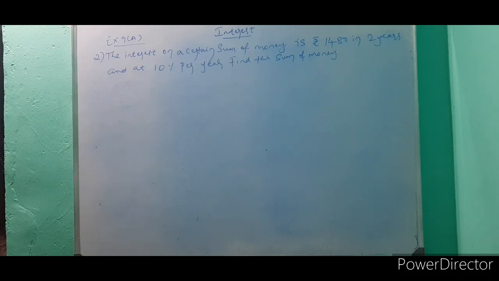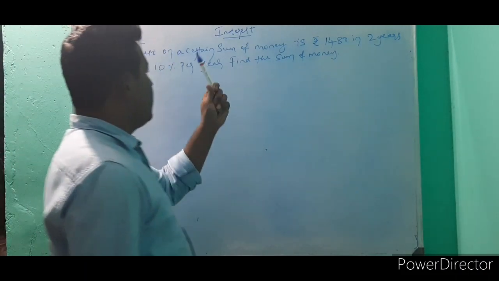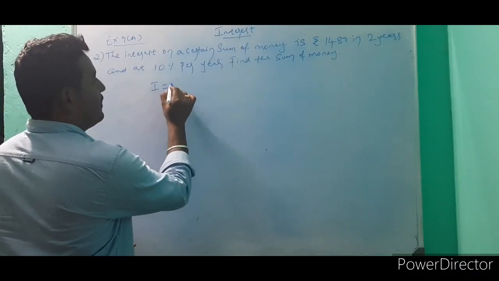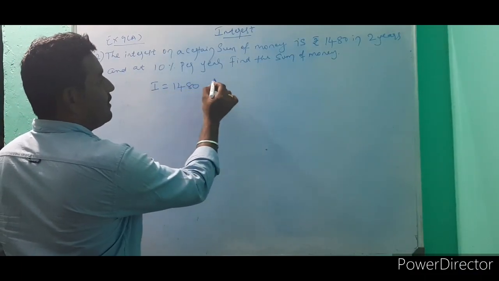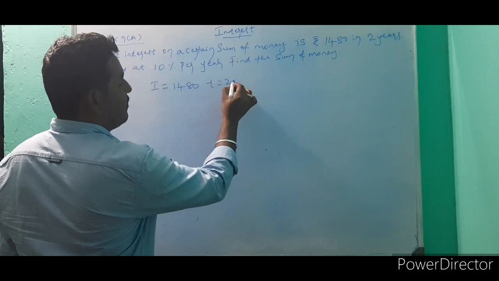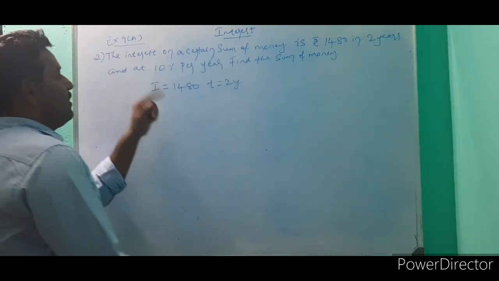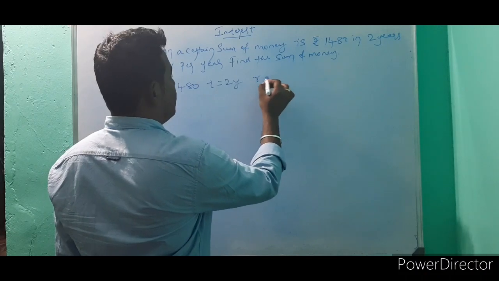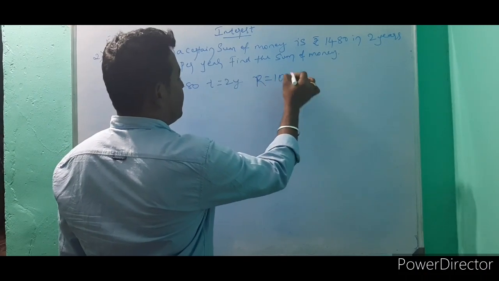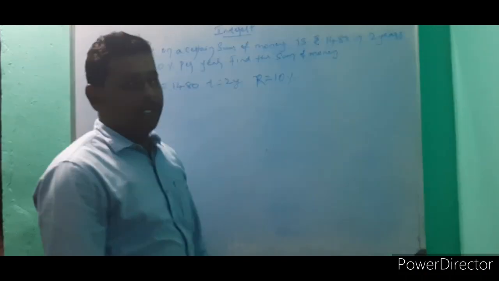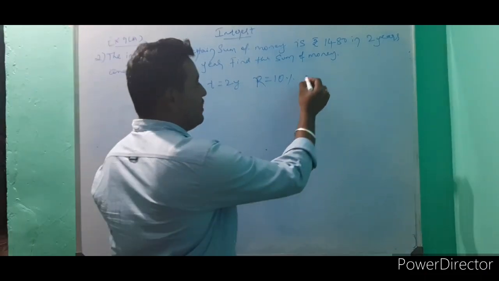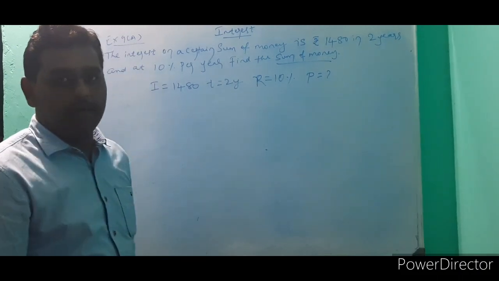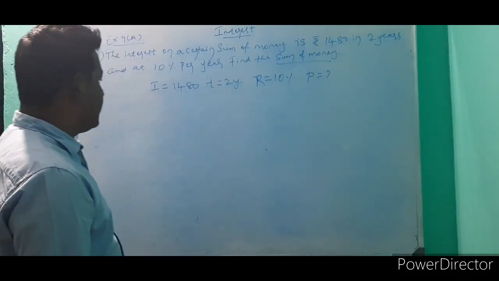Next problem. The interest on a certain sum of money is given as 1480. Time is also given, 2 years. Rate of interest is also given, R is equal to 10%. You have to find the sum of money. Sum of money means what? P we want to find. Sum of money means principal amount.